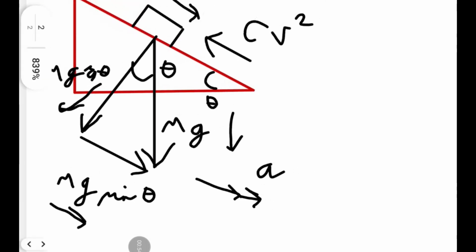The acceleration is tangential to the plane, so it's at sine theta. That's the angle component it's at. Anyway, let's look at how we're going to do this.